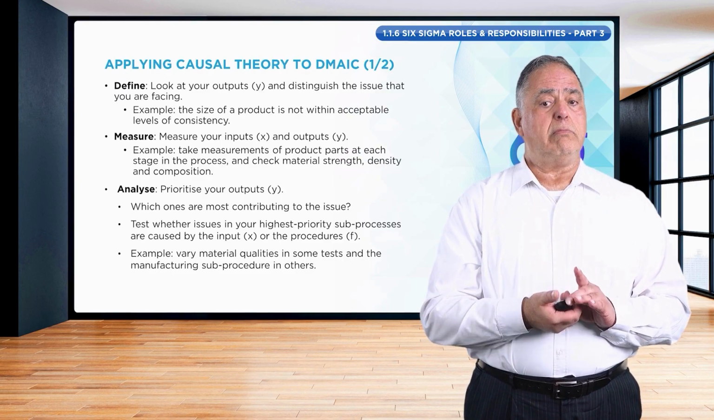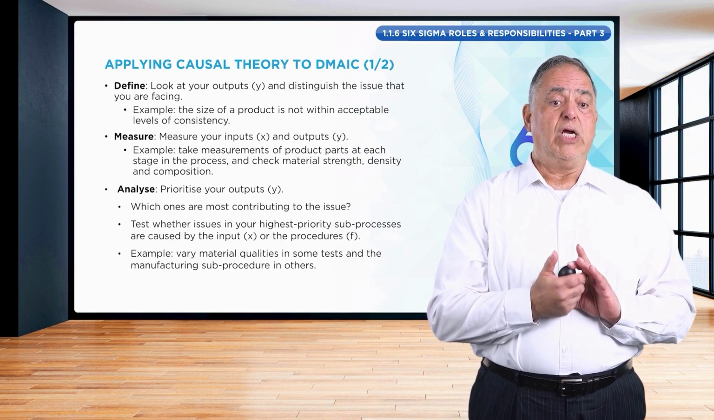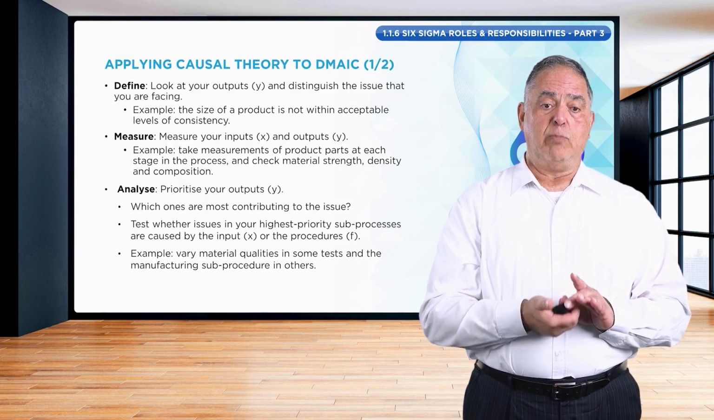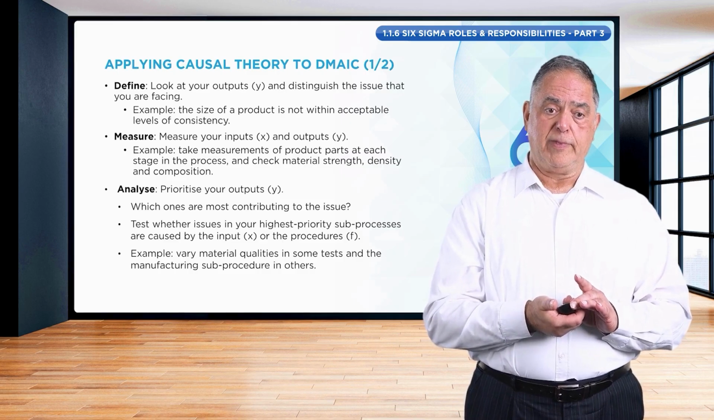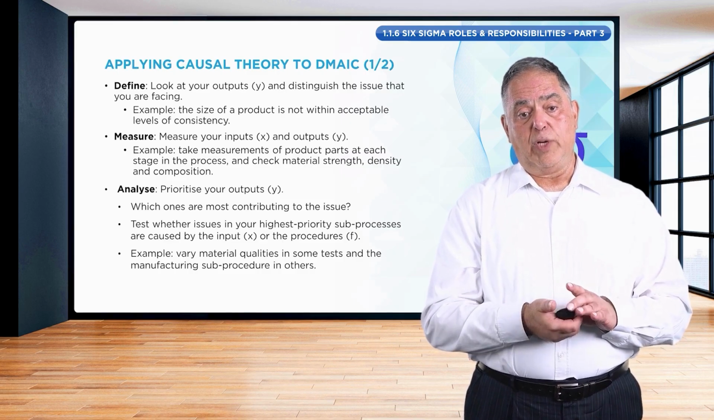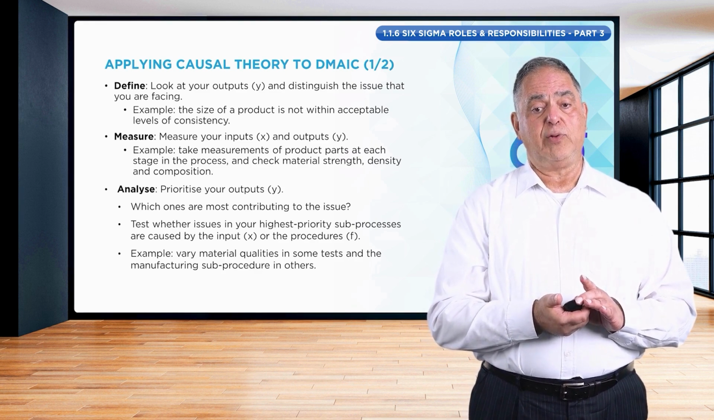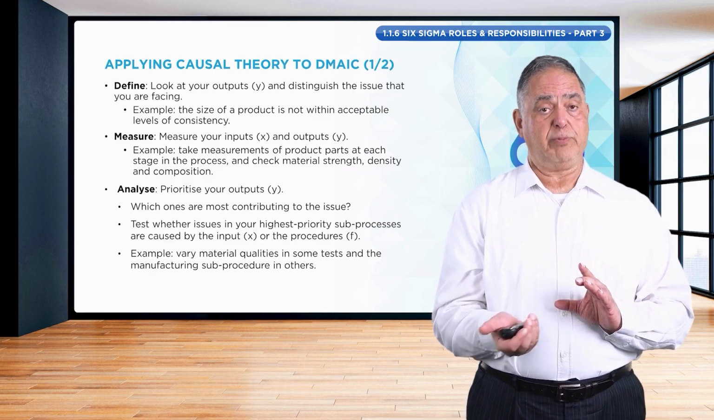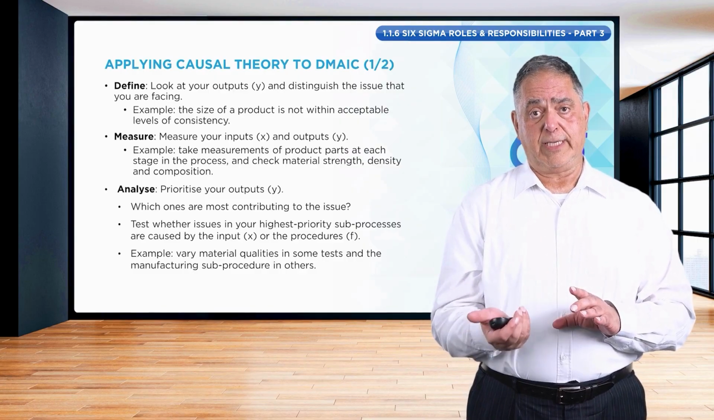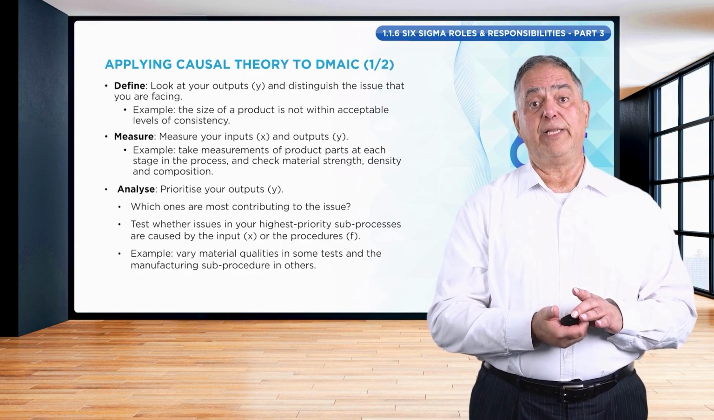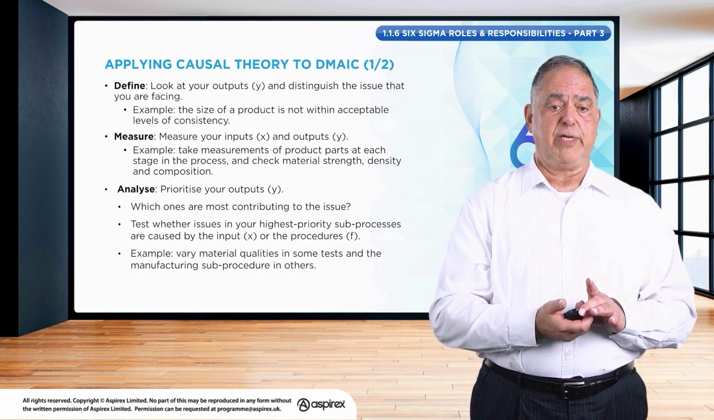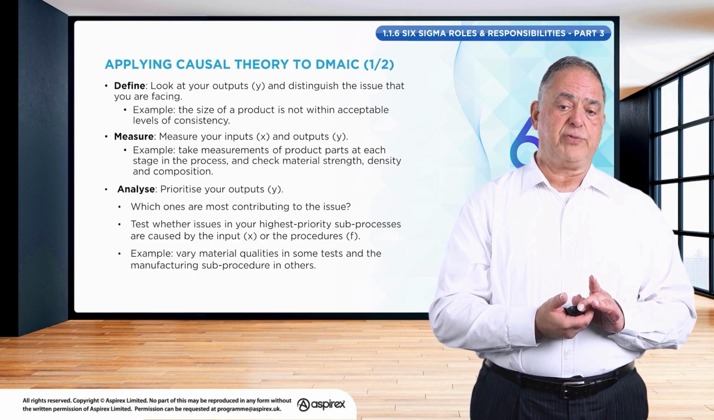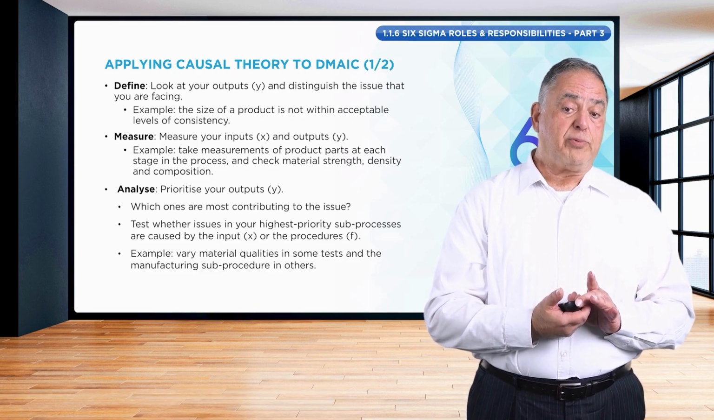So you can ask the question, which of the process outputs are most contributing to the issue? You can test whether the issues in your highest priority sub-process are caused by the inputs or the procedure. The input is an X, the procedure is the function, the F. For example, vary material qualities in some tests and the manufacturing sub-process and procedure in others.